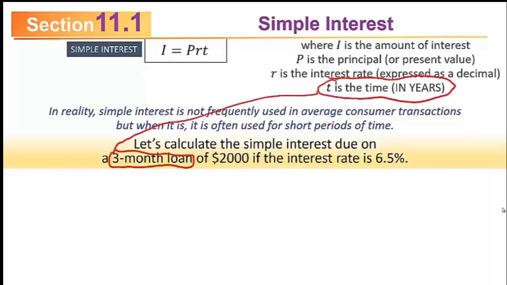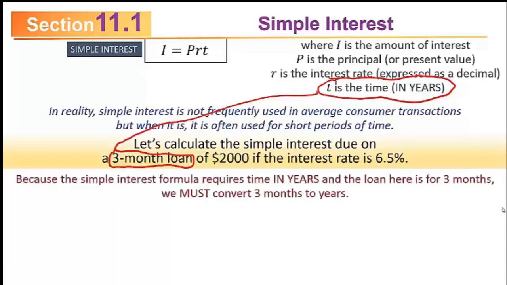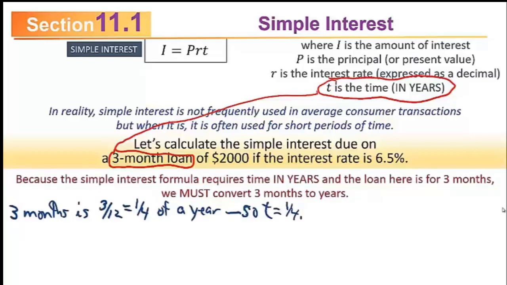It's a 3-month loan and the time has to be in years. So as before, we have to change months to years. 3 months is 3/12 of a year. 3/12 is 1/4, so T is equal to 1/4. You have to go from months to years for the formula to work. So I equals PRT will give you the interest due. We're looking for the interest due this time.